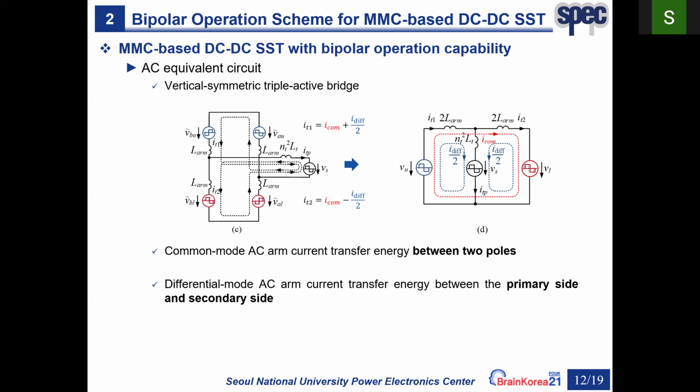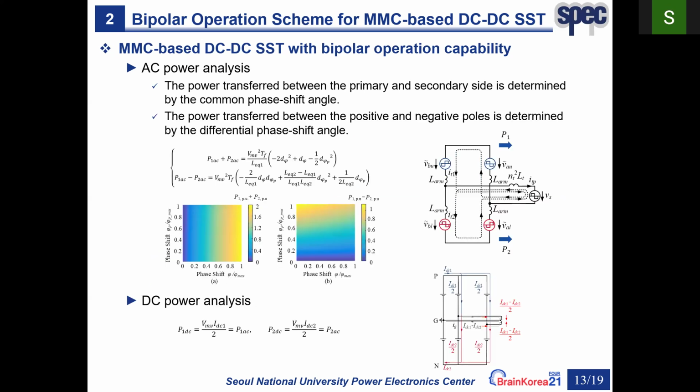As seen from the equivalent circuit, the common mode AC current is able to transfer energy between the two poles, while the differential mode AC current transfers the energy between the primary and the secondary side. The power characteristics under this bipolar operation scheme can be derived by piecewise calculation. From the analysis, it can be seen that the total power delivered from the primary side to the secondary side is determined by the common phase shift angle, which is the phase shift angle between the equivalent AC voltage of the primary and secondary sides.